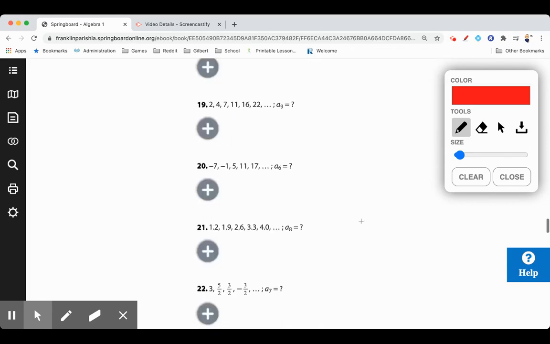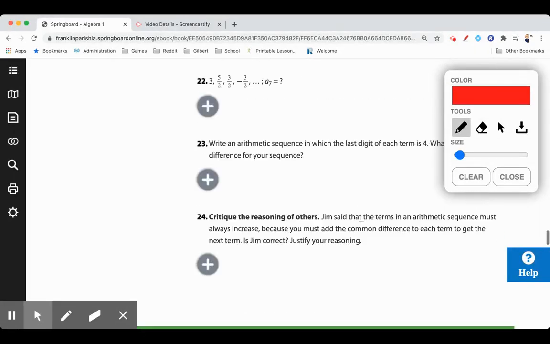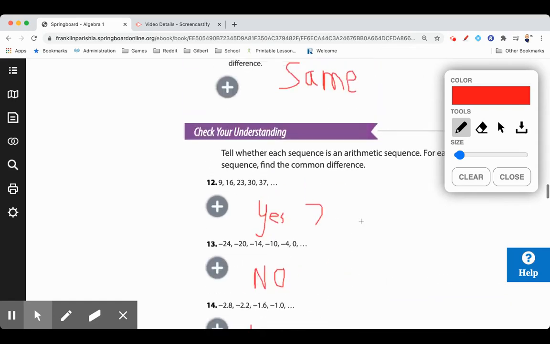Go ahead and try 18 through 24 to see if you got it. But remember, it's not that hard of a lesson if you just put it in those terms. Does it have a common difference between each term in the sequence? Yes, arithmetic sequence. No, not an arithmetic sequence.